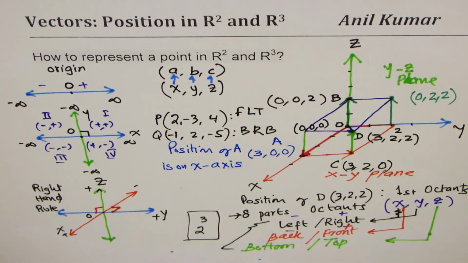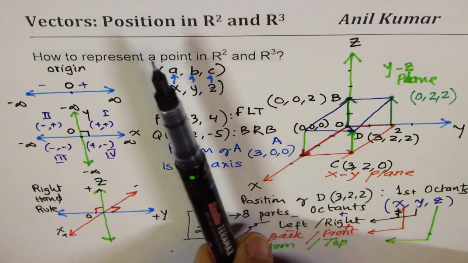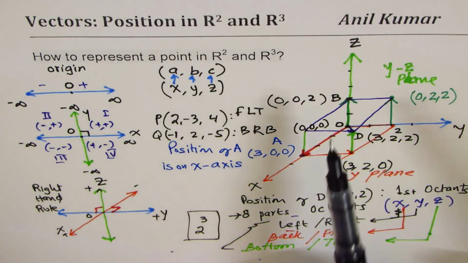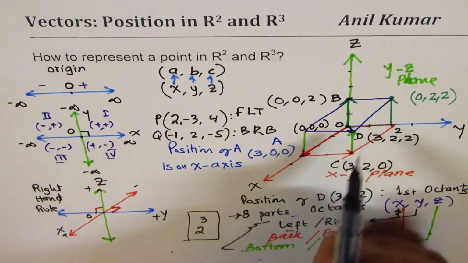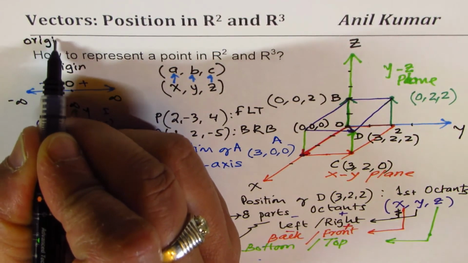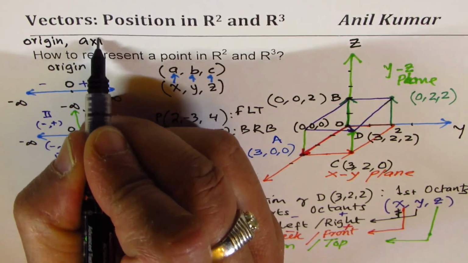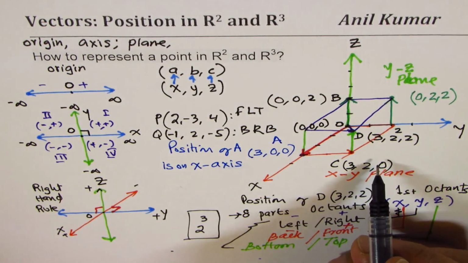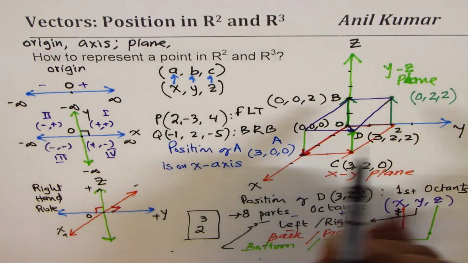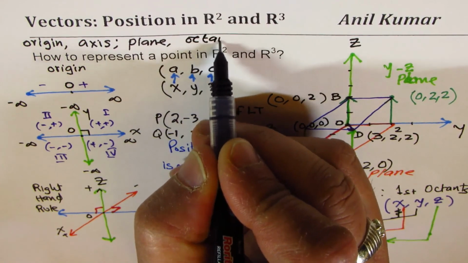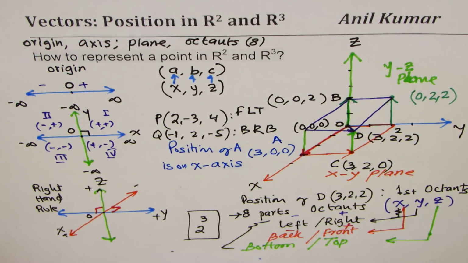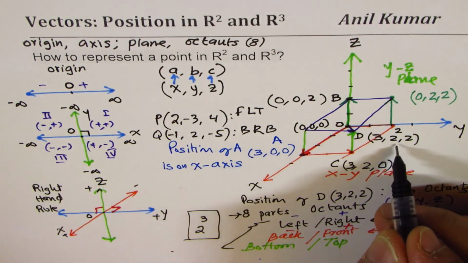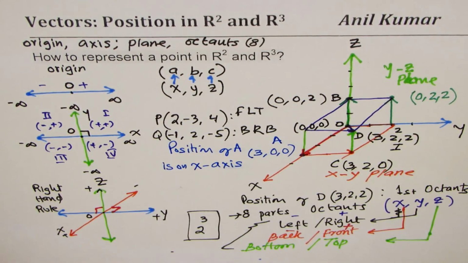I hope that makes sense. In R3, we describe position in terms of octants or whether it is on the origin. You could say the point is at origin, that is point O. It could be on any axis, X, Y, or Z. Or it could be on a plane, the XY plane or YZ plane as we saw. Or it could be in an octant, which are 8 in number. If all are positive, it is octant number 1. For the others, we don't have a number, so all of the 7 are described with terms like left, right, back, front, bottom, or top.